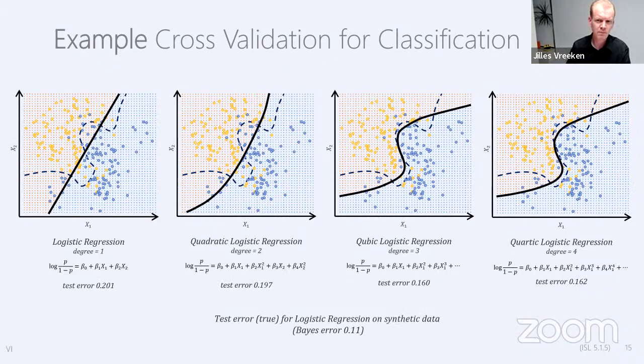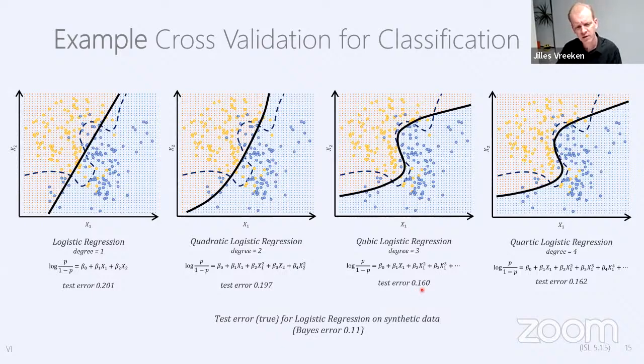Let's look at the test errors. From left to right, what do we have? We have a test error of 0.201, 0.197, indeed, not much better. For the cubic, 0.16, now we're talking, and the quartic, 0.162, right? Those are very close to one another, and this difference of a thousandth may be just due to the variance. So we don't know for certain whether cubic or quartic is really better. But if we go by the rule of the simplest model within one standard error, then we would go for the cubic one.